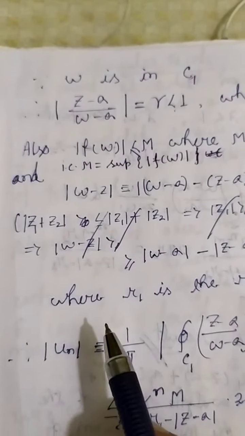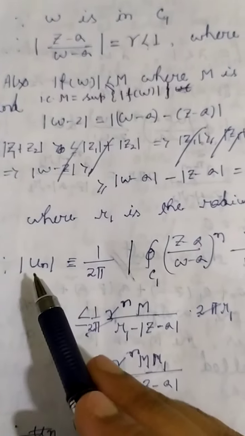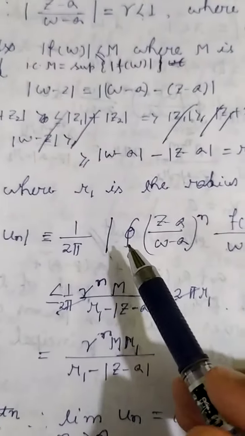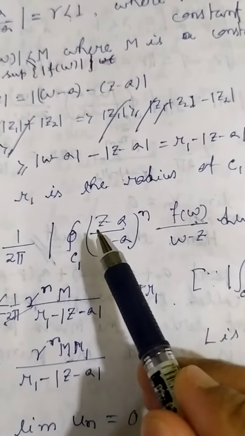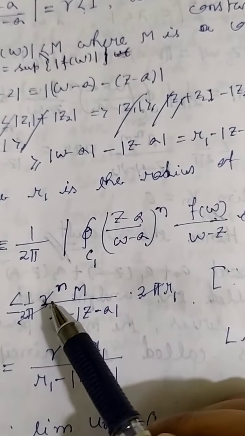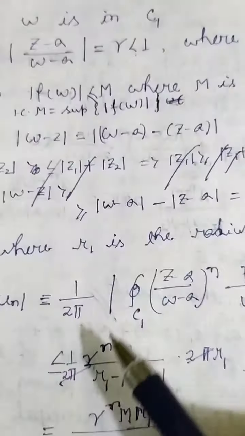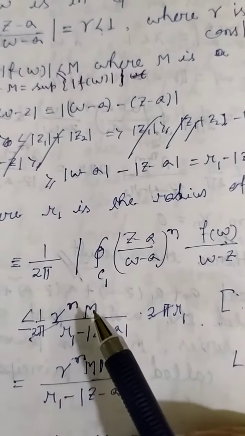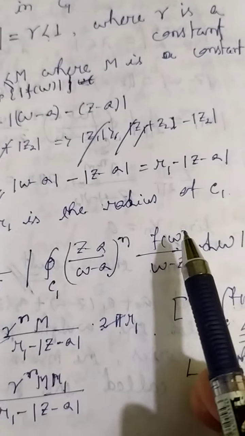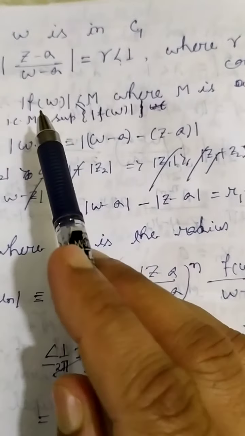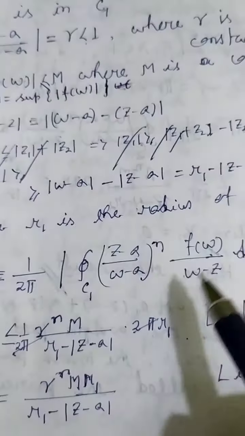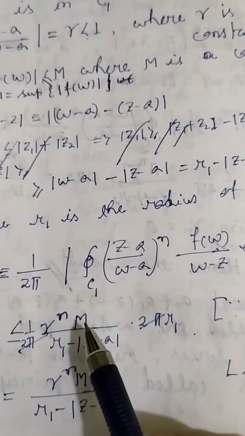Now where r1 is the radius of this, mod of this is equal to mod of un. So you put the value mod of z minus a over mod of w minus a, this is gamma, gamma to the power n. So we have this relation for the maximum value, so this must be less than or equal to M.